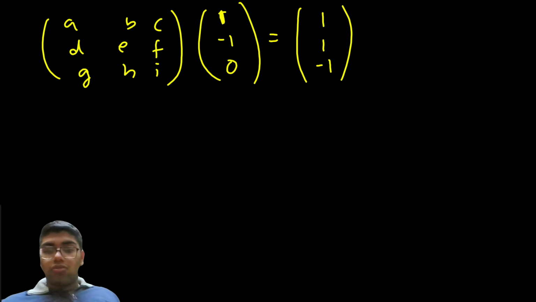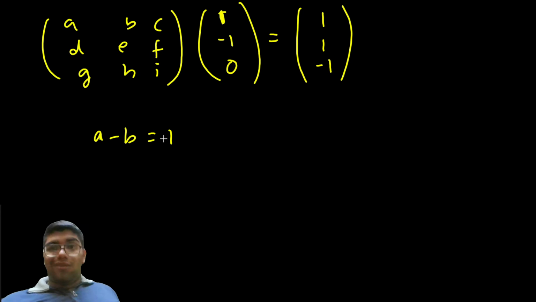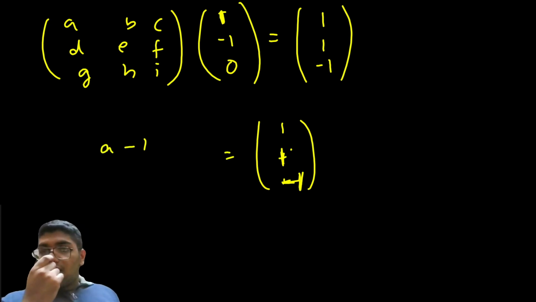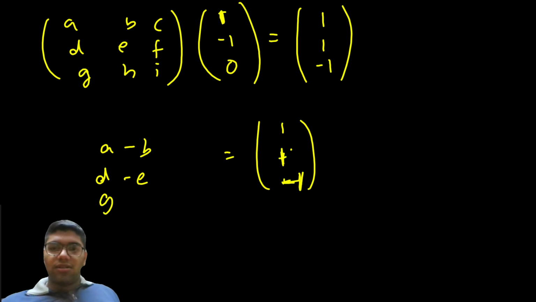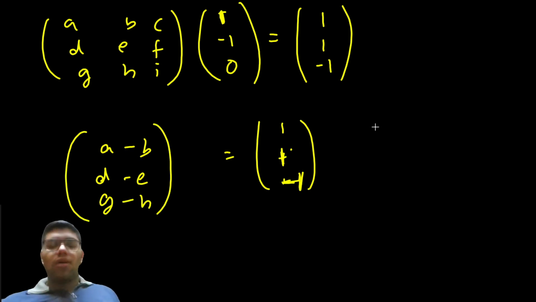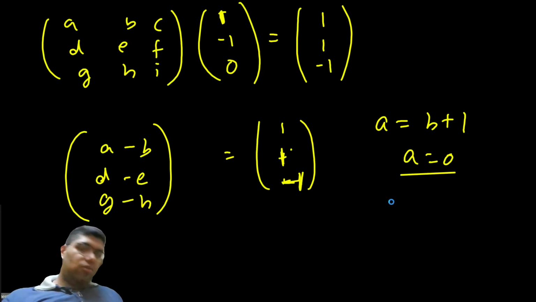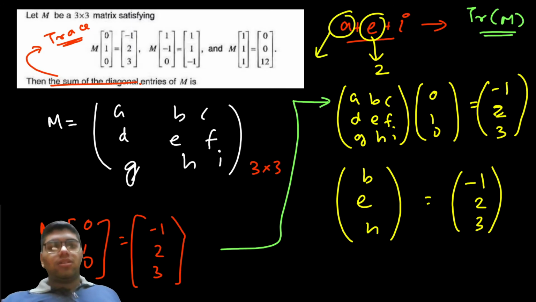How can we continue solving it? It will be A minus B is equal to 1. Oh, I found A. Great. See, I'll just write it in matrix form. So this is 1, 1 and minus 1. Okay, so this is A minus B, this is D minus E, and this is G minus H. So from here I got A is equal to B plus 1. Now from here I know that B is minus 1, so what is A? It is 0. Okay, so A becomes 0.